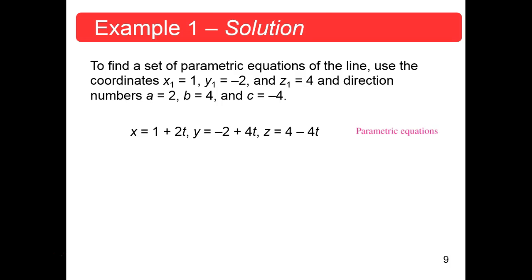Let's see if they got the same thing. Find the set of parametric equations for the line. Use the coordinates. X1 is 1, y1 is negative 2, z1 is 4. Direction numbers 2, 4, negative 4. And then your x is equal to 1 plus 2t. They did. And negative 2 plus 4t. They got that right. And 4 minus 4t. And they got that right.